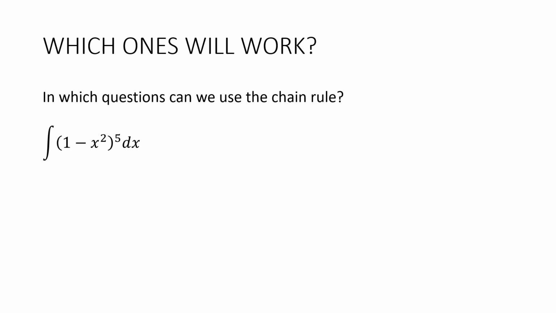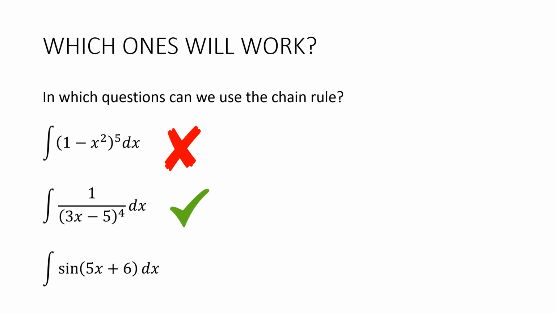So which questions can we use the chain rule for? Let's have a look at this one. This one's not going to work, is it? Because when we divide by the derivative of the inside function, that's negative 2x. We're going to be introducing a variable. How about this one? This one's okay. The inside function is 3x minus 5. The derivative of that is 3. And this one? This one's okay too. The inside function, the derivative is 5.